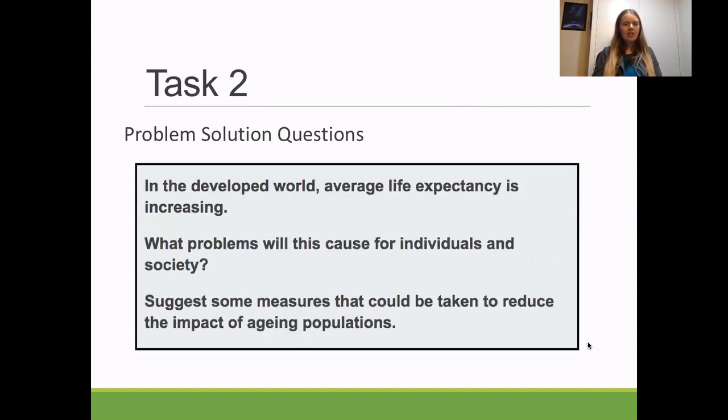Another problem solution. In the developed world, average life expectancy is increasing. What problems will this cause for individuals and society? Suggest some measures that could be taken to reduce the impact of aging populations. So again, they want to know the problems, they want to know some potential solutions, but you have to also pay attention to the fact that when they're asking for problems, they're asking problems for individuals and for society. So don't only focus on individual problems and forget society. You have to show both of those things to have a full, complete answer.